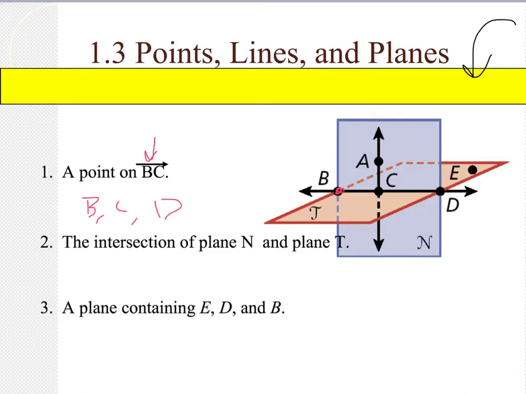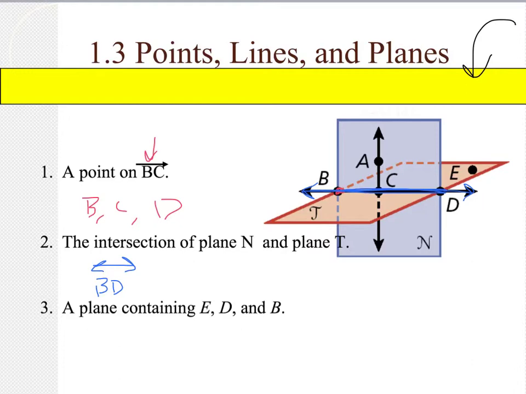Okay, so we look at this. Plane N is going up and down. Plane T is going straight across. If we look at that intersection right here, that intersection is going to be line BD. Notice that this line, remember, it extends. It goes on and on and on forever. Planes also go on and on and on forever. So they will intersect at one line, BD.